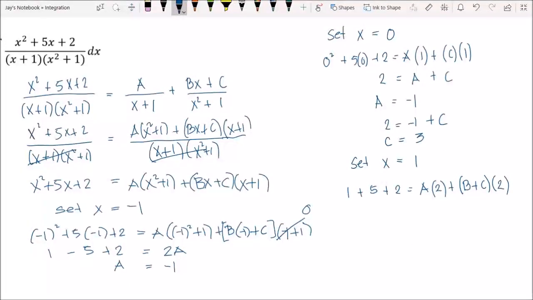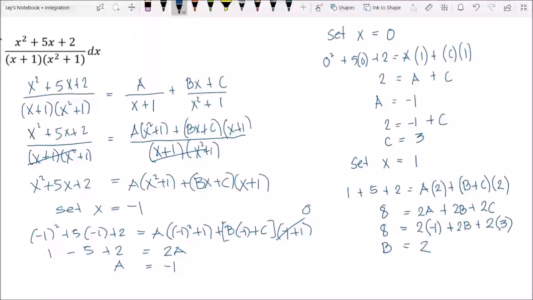Okay, so we have 5, 6, 7, 8, to this 8 is equal to 2a plus 2b plus 2c. However, we have already computed the value of a and the value of c. So we substitute in this equation. We have 8, we have 2 times negative 1 plus 2b plus 2 times 3. Okay, so b is equal to 2.